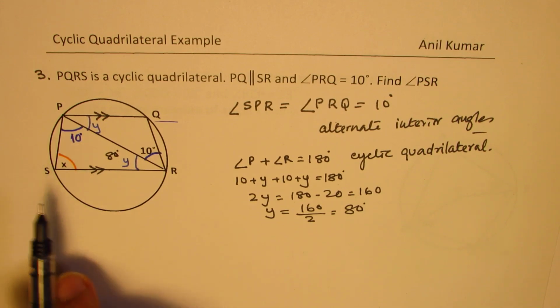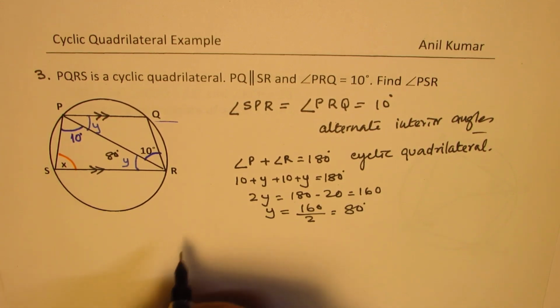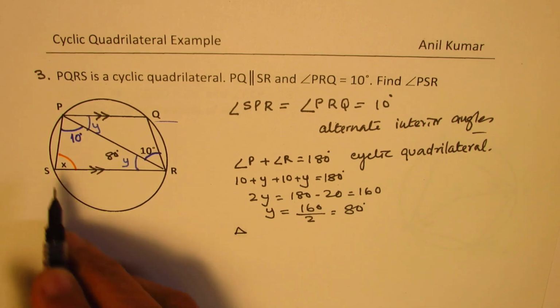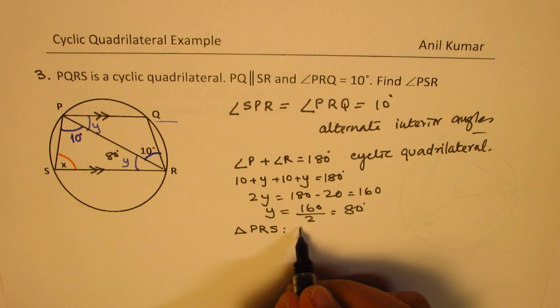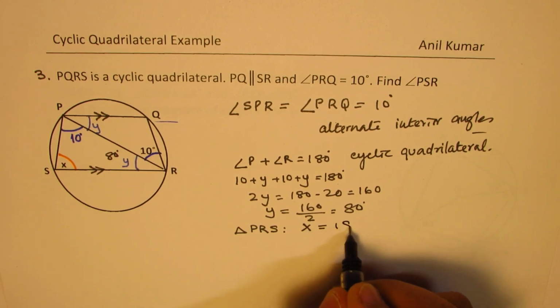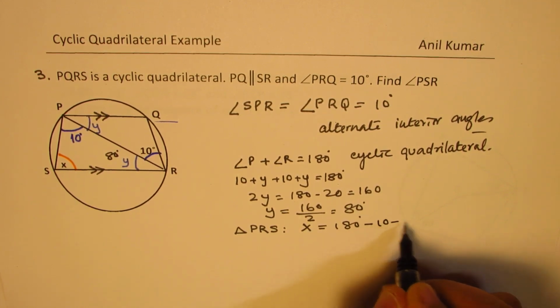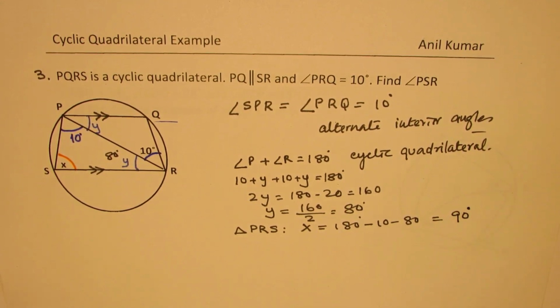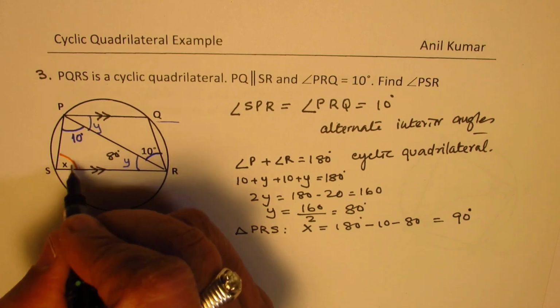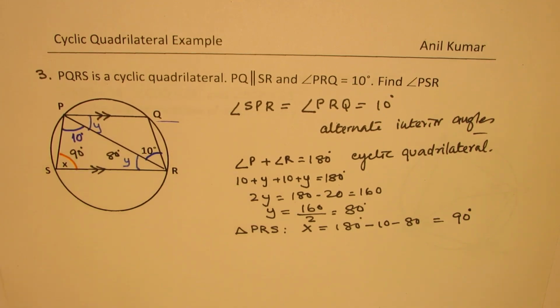Now from the triangle, we can find the angle x, right? So if I consider the triangle PSR, in this triangle, x is equal to 180 minus 10 minus 80, right? So 180 minus 90 is 90 degrees. So we get this angle as 90 degrees. Definitely, it is not to the correct scale, but that is how we could find this angle. So I hope it is absolutely clear.